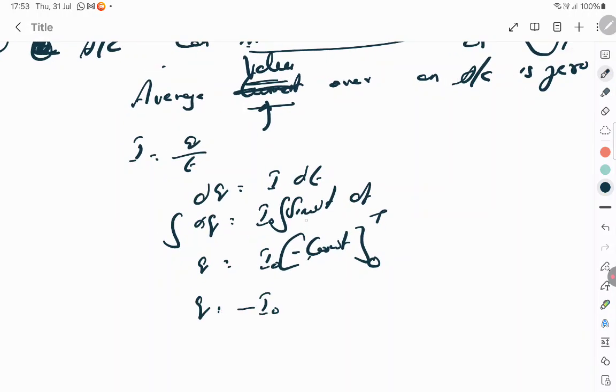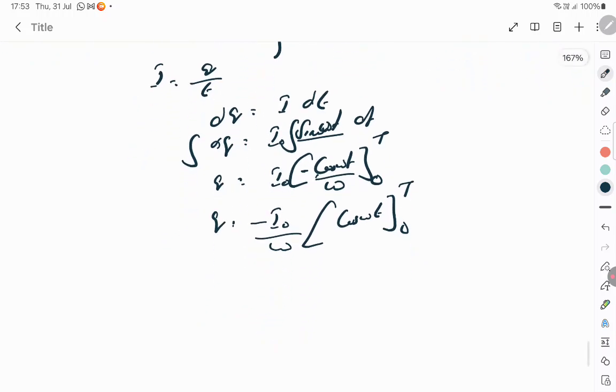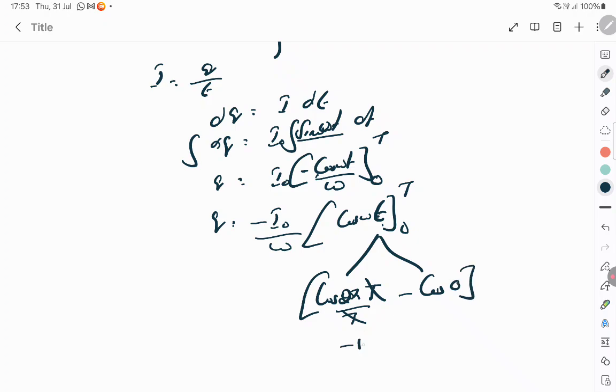And you also know you'll get a 1 by omega, because when you integrate sin omega t, you have to have a 1 by omega. Take it out. And so thus you have cos omega t, integrate from 0 to capital T, upper limit minus lower limit, cos of omega into small t. Instead of small t, you can write capital T. Instead of omega, you can write 2 pi by capital T. Capital T gets cancelled. Minus cos 0. For time 0, cos 0 you'll get.